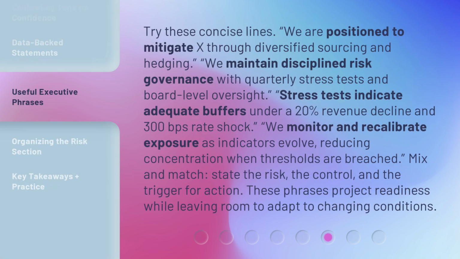Try these concise lines. We are positioned to mitigate X through diversified sourcing and hedging. We maintain disciplined risk governance with quarterly stress tests and board-level oversight. Stress tests indicate adequate buffers under a 20% revenue decline and 300 basis point rate shock. We monitor and recalibrate exposure as indicators evolve, reducing concentration when thresholds are breached. Mix and match. State the risk, the control, and the trigger for action. These phrases project readiness while leaving room to adapt to changing conditions.